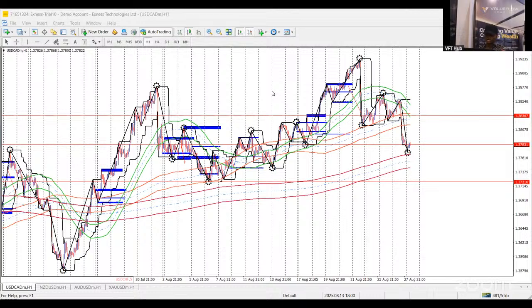Shortly after which, my colleague is going to come do his analysis on indices. So we're looking at NAS 100, US 30, and any other asset class he has in his radar today. With that being said, let us see what the market has in store for us.